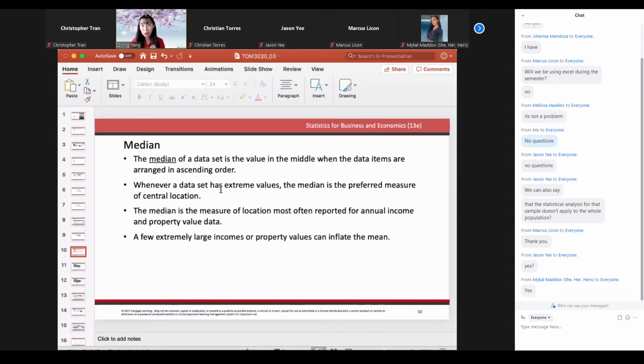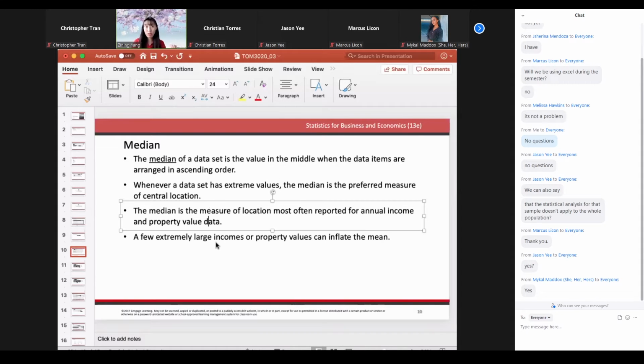A few things I want to point out though is, when a data set has extreme values, the median is actually the preferred measure of central location, right? Again, we're trying to find where the center, where the majority of the data lies, not the extreme values. So if you have extreme values in your data set, the best way to not let them impact your analysis is to use the median to measure central location instead of the mean.